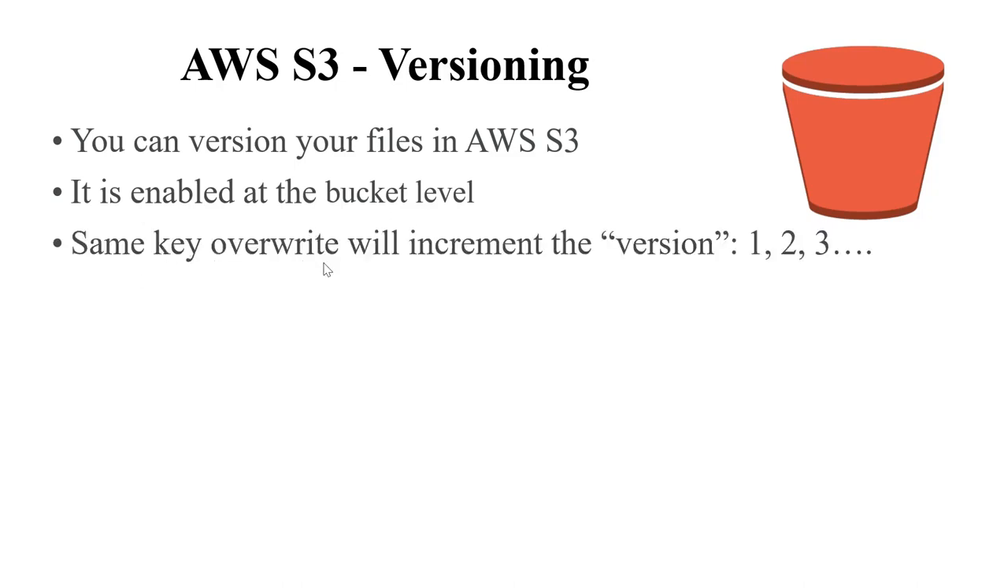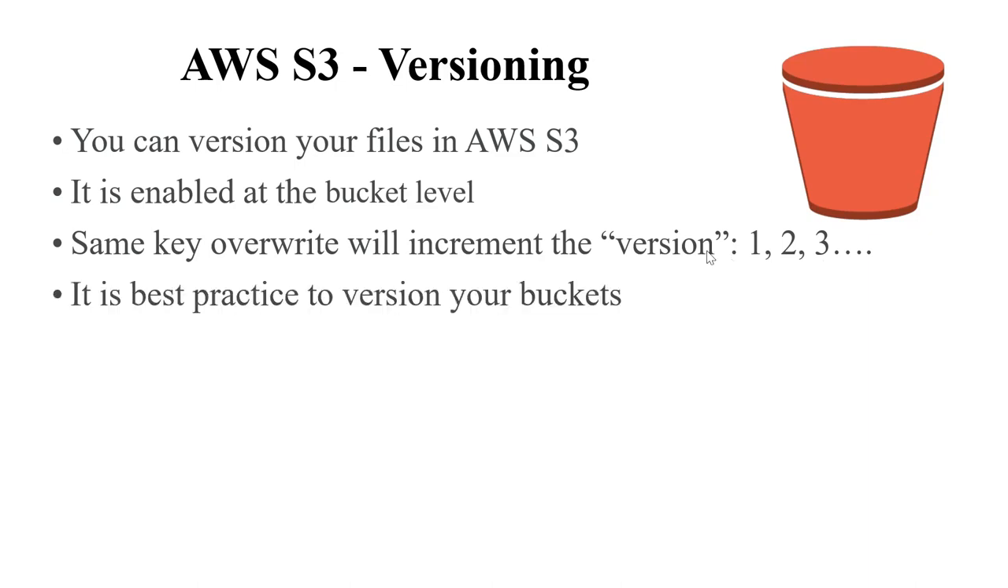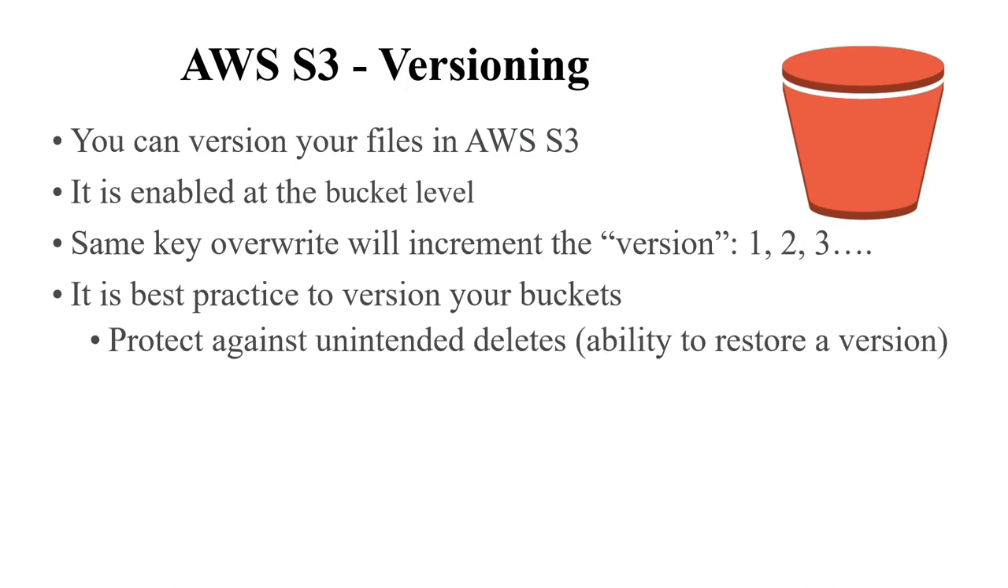And overriding the same key will increment the version numbers. Yes, the key is the same, that is the path of the file or file object, but it is going to manage it with different versions. It is best practice to enable versioning on your buckets. Why is it best practice?